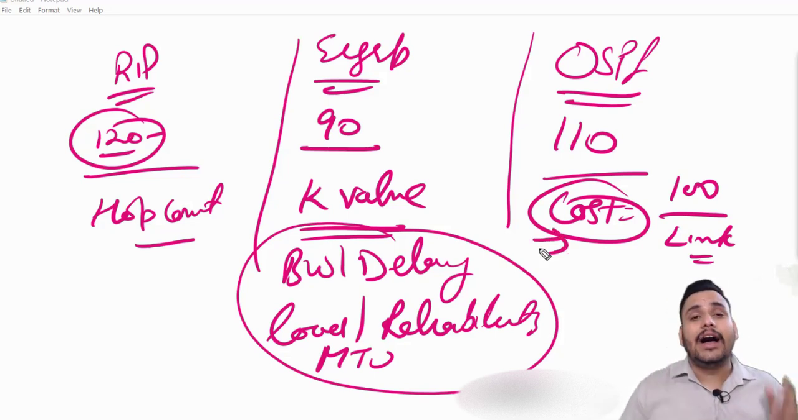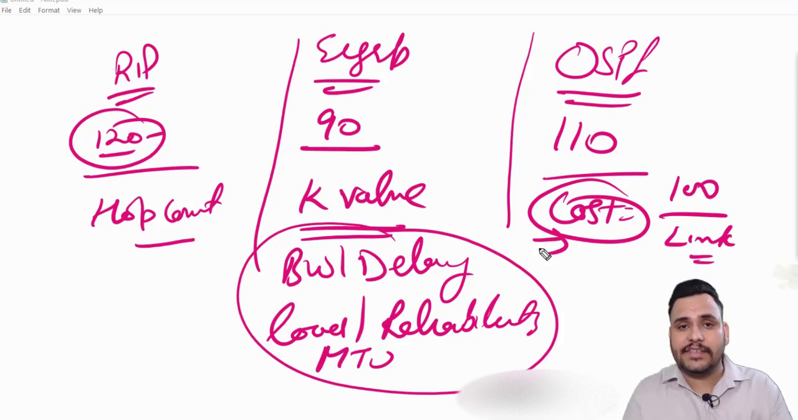So this is how a router makes its forwarding decisions with the help of the AD value and with the help of routing metrics. Thank you so much.